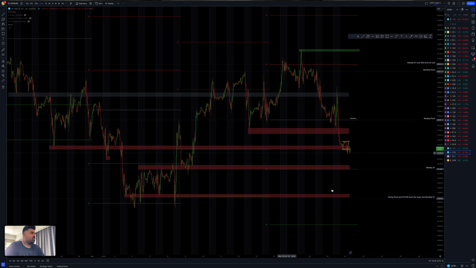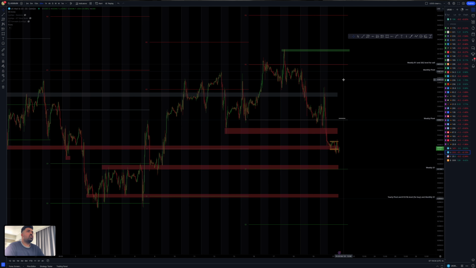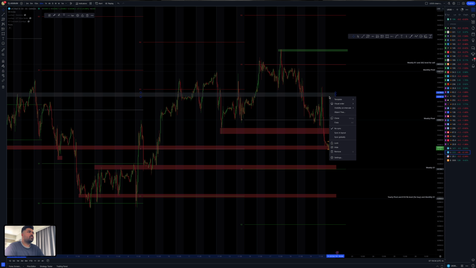Okay, so we got those sell zones. Buy zones, I'm not really looking at some buy zones today because I don't see us going all the way up. However, anything can happen. So this will be my number one buy zone. This is TP levels for buys.